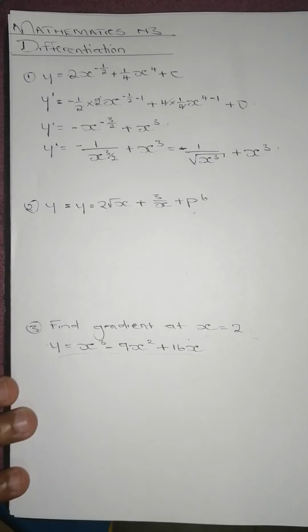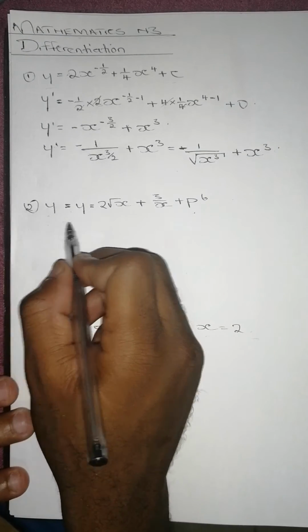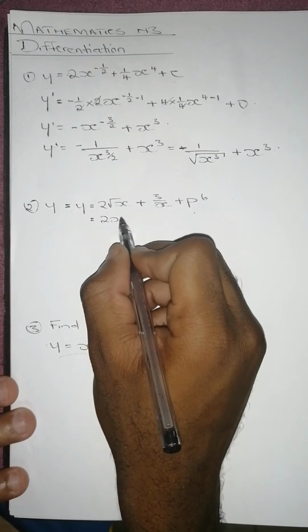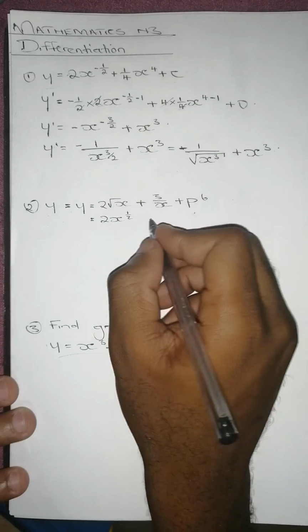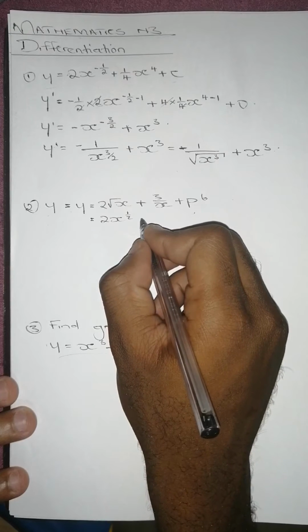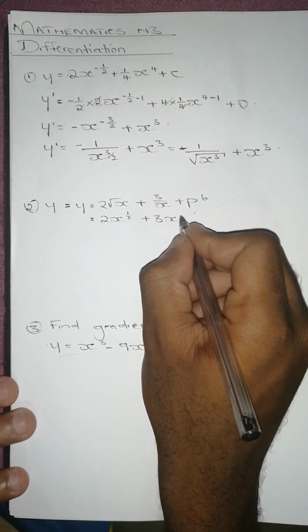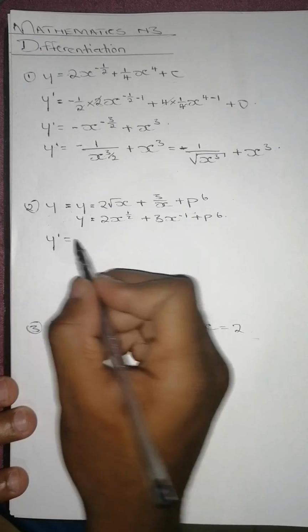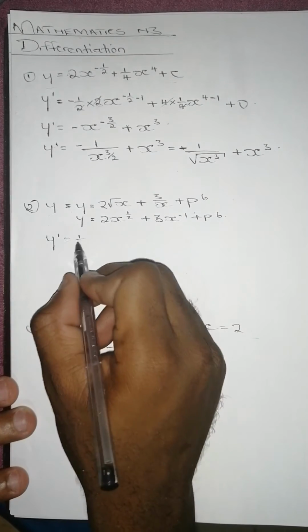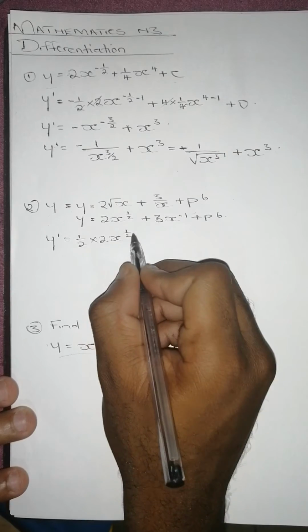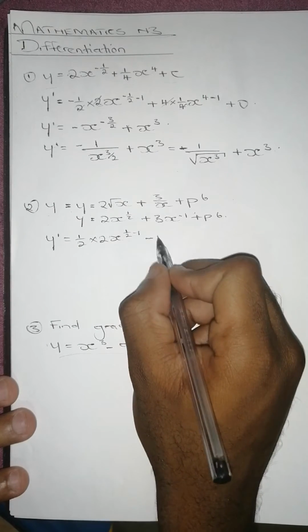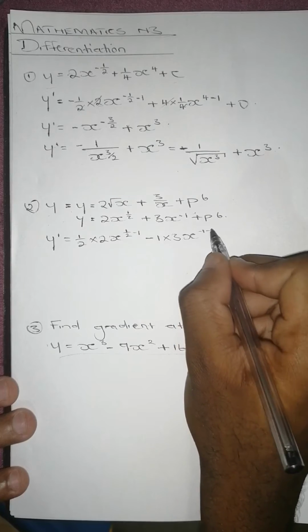Then the second one, I wrote y equals. To differentiate this one, we first have to place this in a proper form, so it's going to be 2x to the 1 over 2 plus 3x to the minus 1 plus p to the power 6. That's our y. Then to differentiate, we take this down, it's 1 over 2 times 2x to the 1 over 2 minus 1, and then take this down, it's going to be minus 1 times 3x to the minus 1 minus 1.